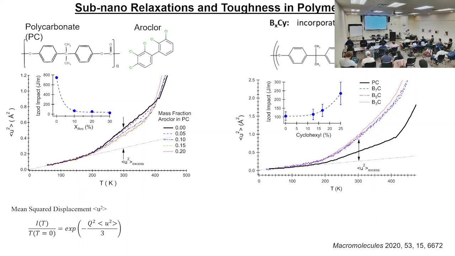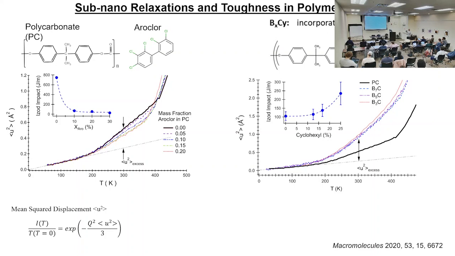Now, if you look at Izod impact, which is the impact strength, as a function of Aerochlor, as you can see very clearly, as you add more and more Aerochlor, impact strength goes down. That means you are making polycarbonate brittle. It's less tough now.